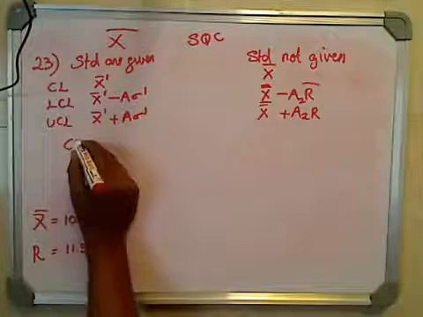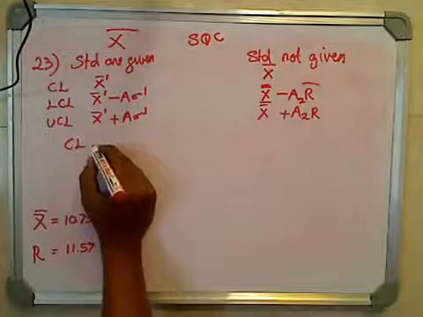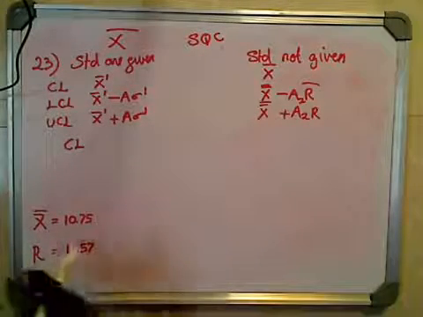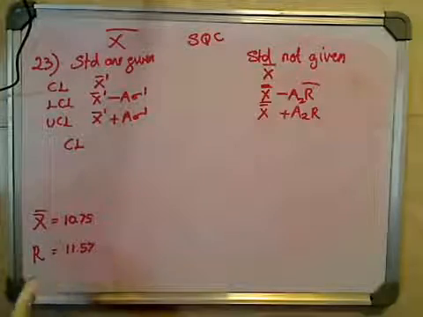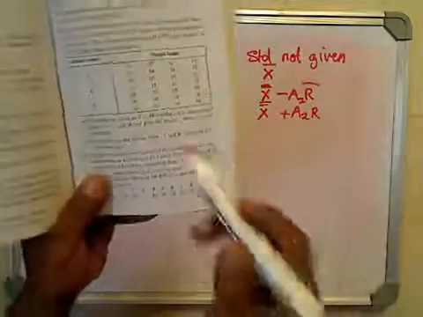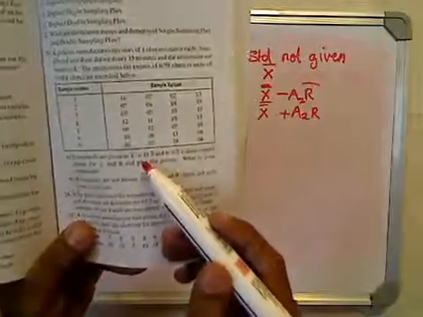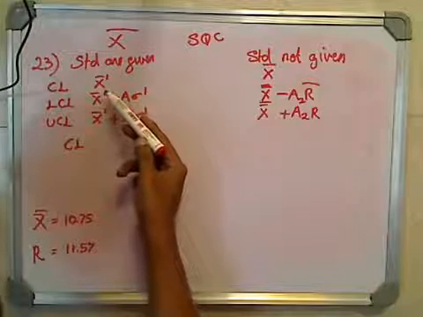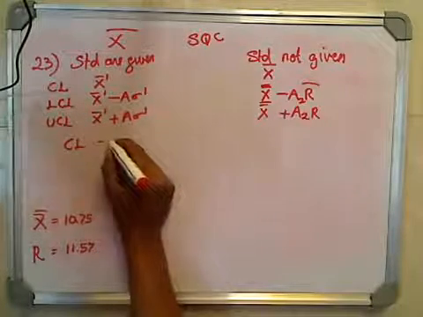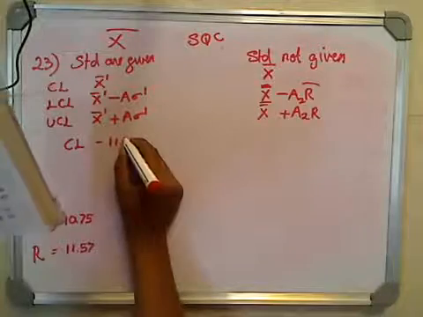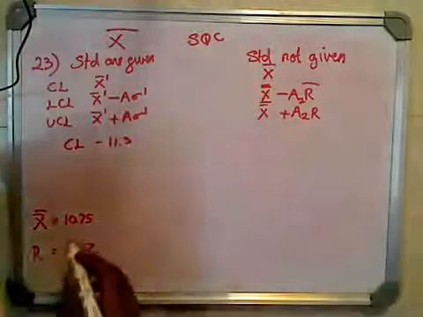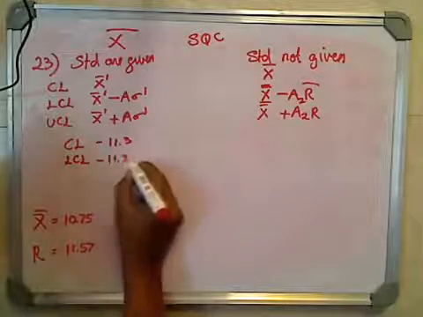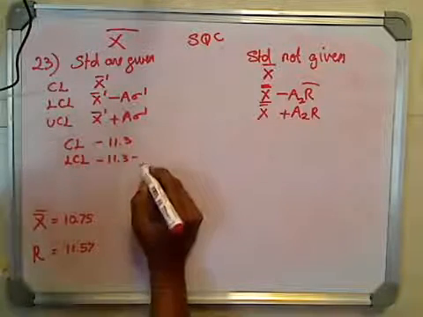Firstly, the control limit, CL, is a very easy value to find. In fact, CL is already given in the problem. If you remember, in the problem here, you have 11.3, which is mentioned in the problem itself, and it matches this. So CL happens to be 11.3. And then the lower control limit, LCL, is 11.3 minus A.